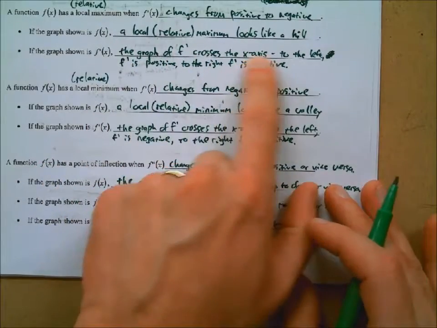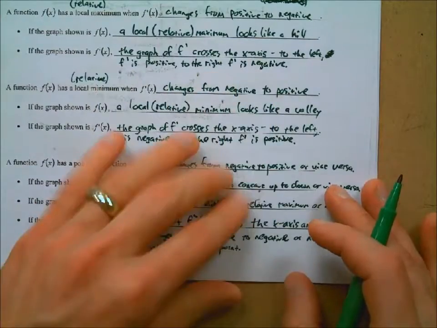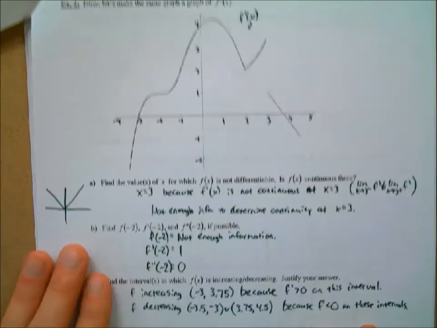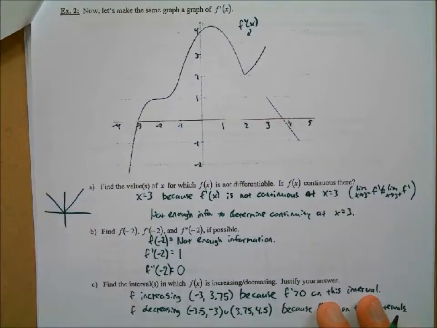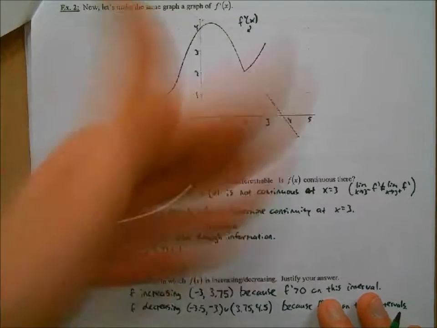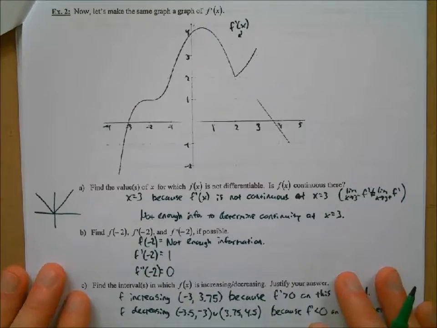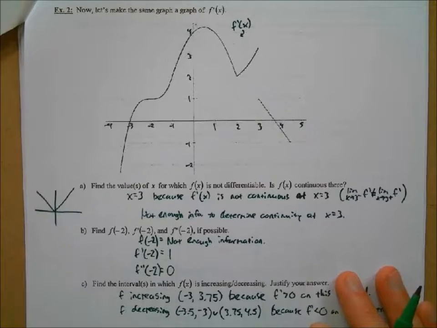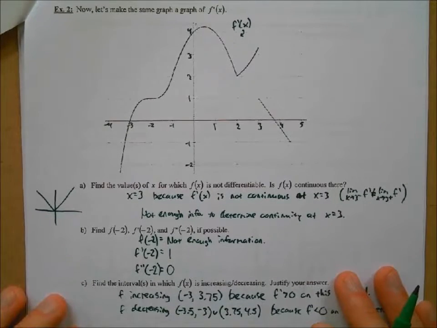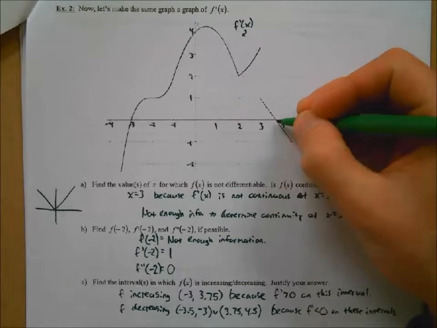To the left, f prime is positive. To the right, f prime is negative. Okay? Do we cross the x-axis here? Does our graph of f prime cross the x-axis? Yes. Does it go from positive to negative? Yes, at that 3.75 right there.